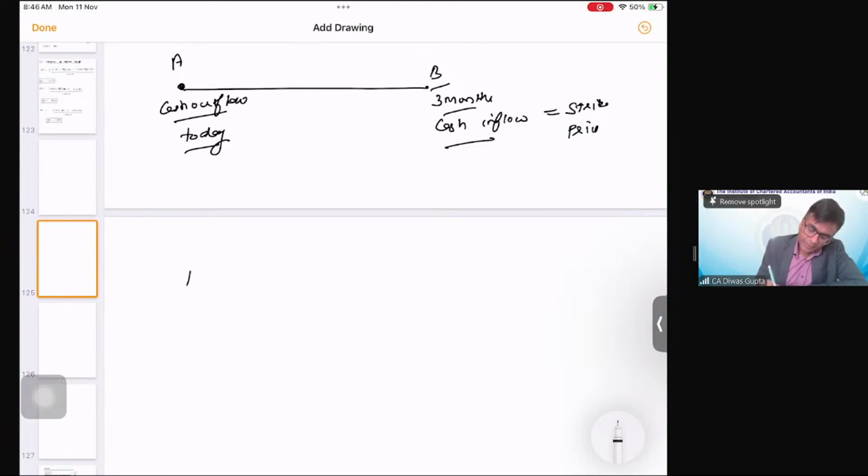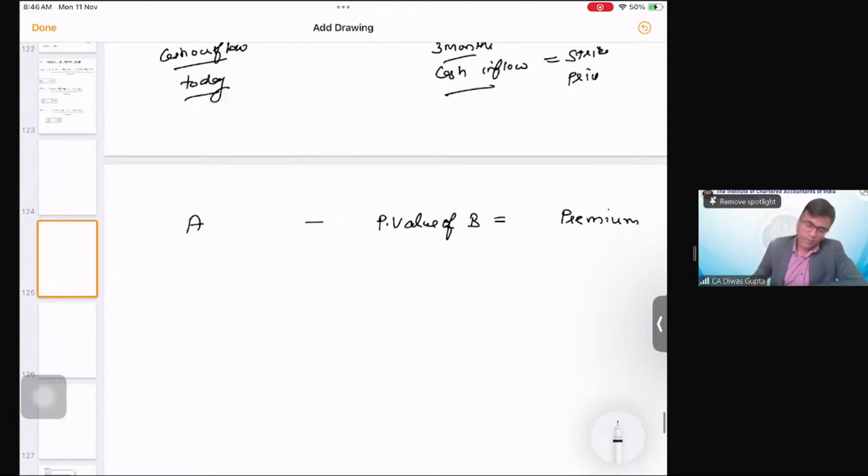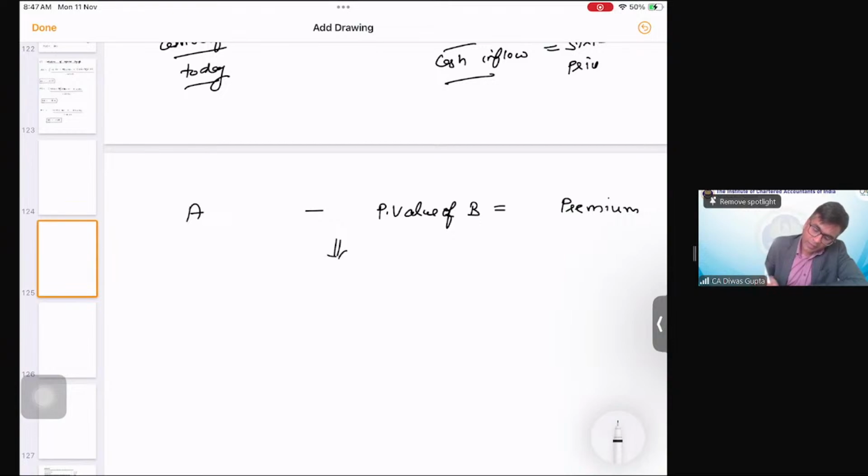So A minus present value of B becomes premium. Correct? Now these values are more comparable because A is today's value and present value of B is also today's value. I'm just rewriting this as premium is equal to A minus present value of B. This is fine.